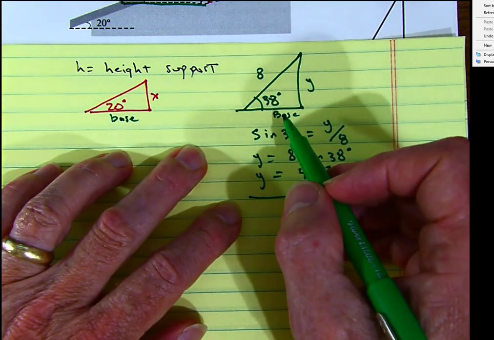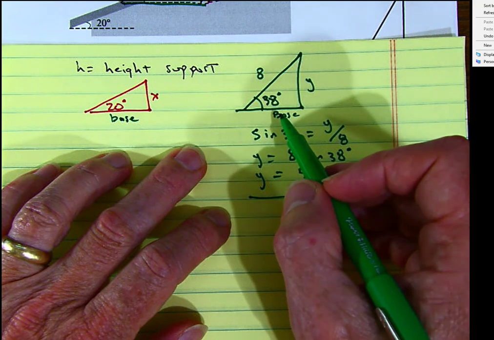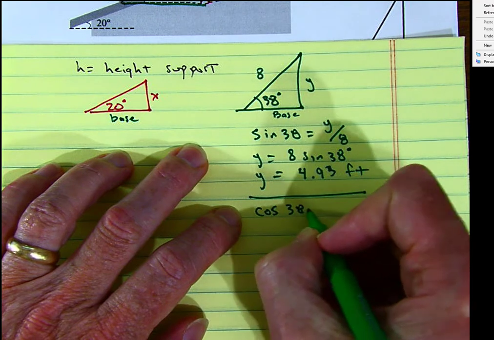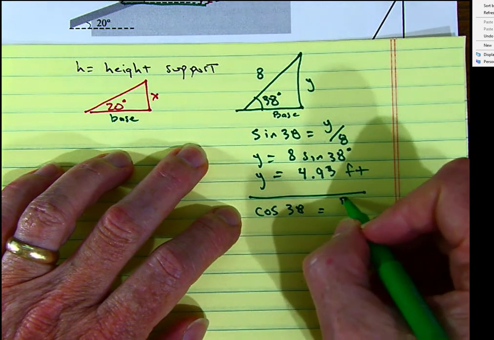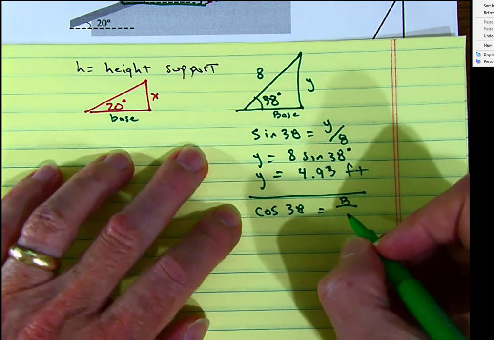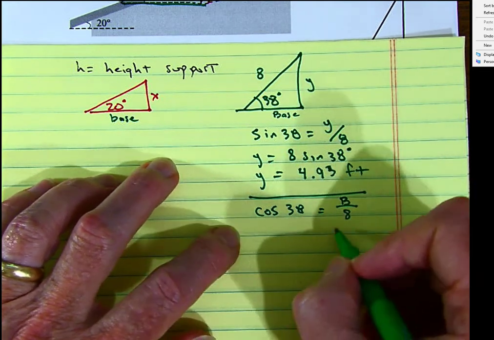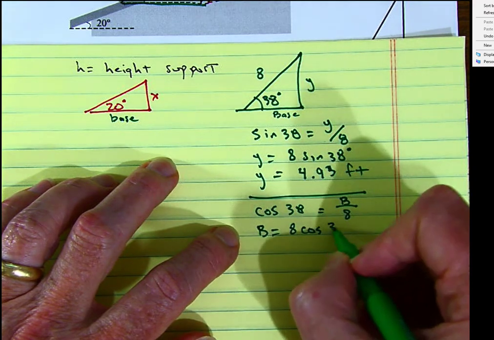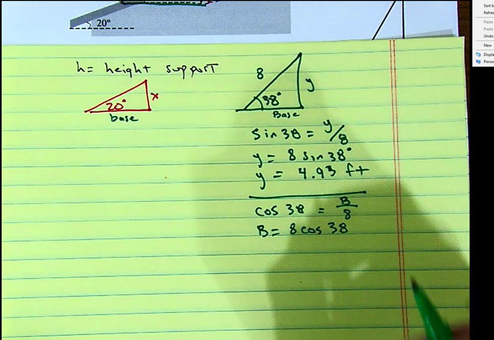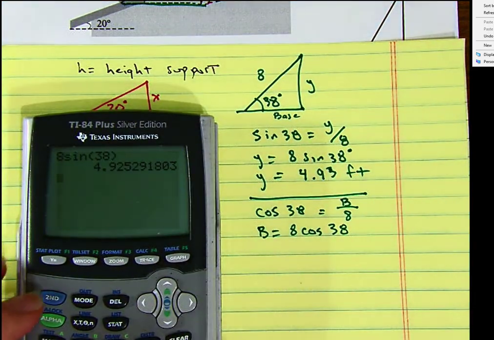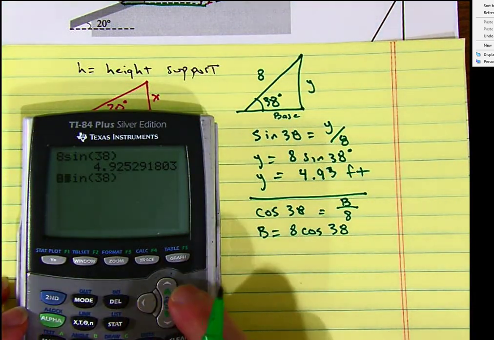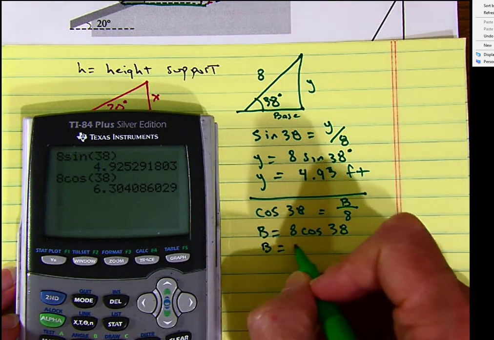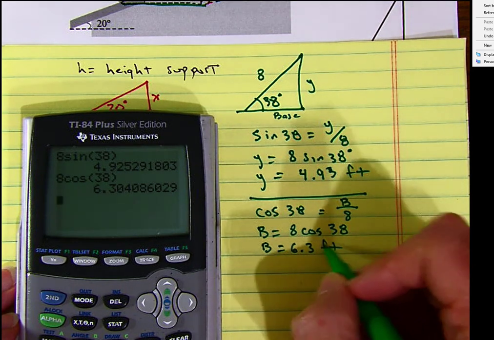So if I want the base of this triangle, that is cosine, because that's the adjacent over hypotenuse. So cosine 38 is going to equal, I'm going to call it base b over 8. So b will equal 8 cosine of 38. And so that turns out to be, the base number is 6.3 feet.